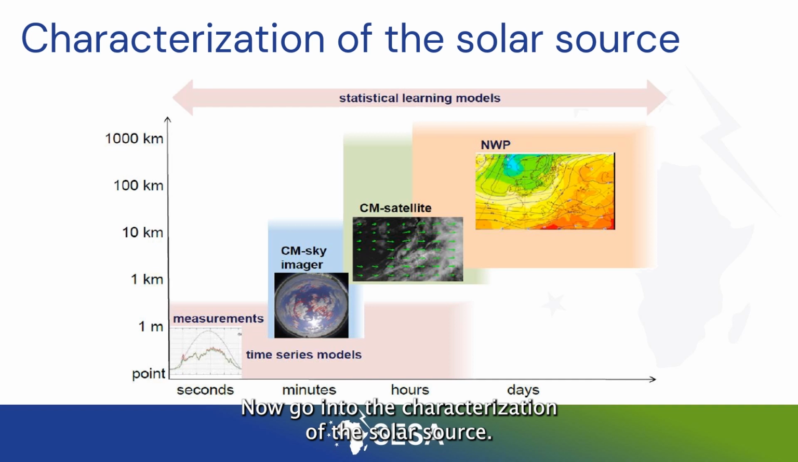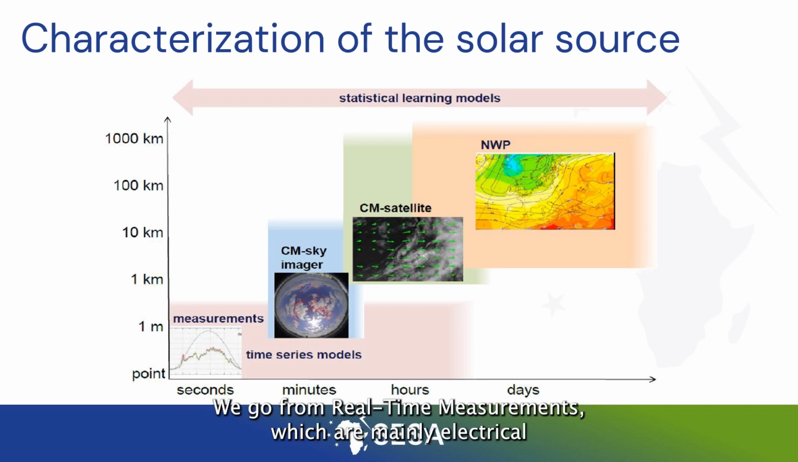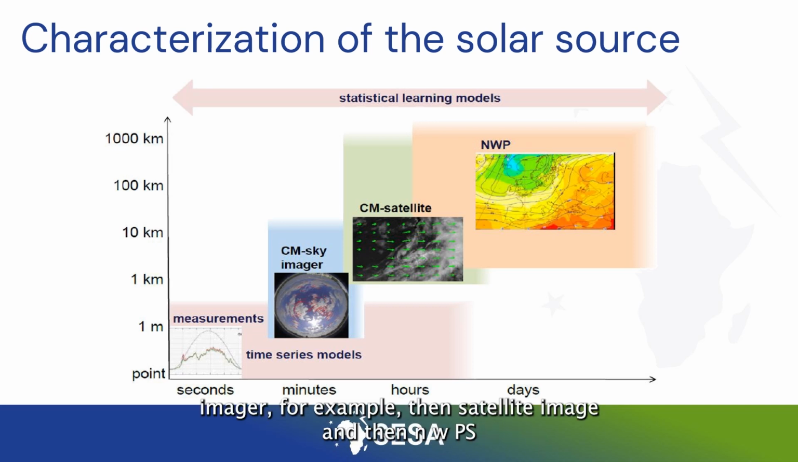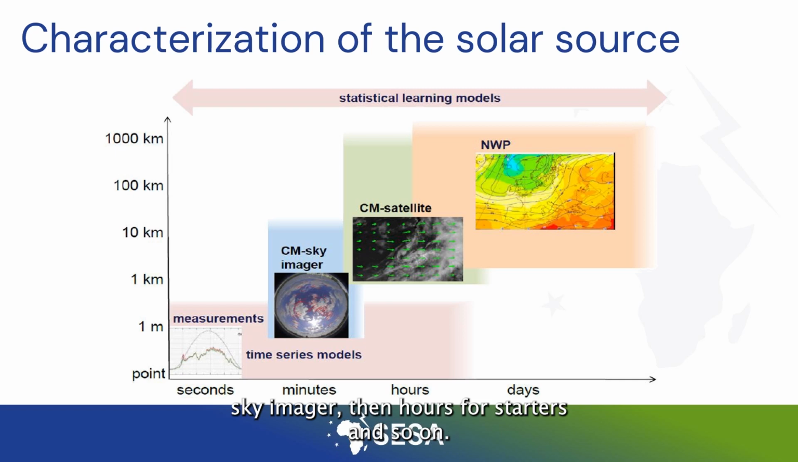Now going to the characterization of the solar source, we see that we have different categories of the solar source. We go from real-time measurements, which are mainly electrical, then go into the sky imager, for example, then satellite image, and then NWPs, in which we can represent those data in a time series of seconds, for example, for measurements, and minutes for sky imager, then hours for satellites, and so on.